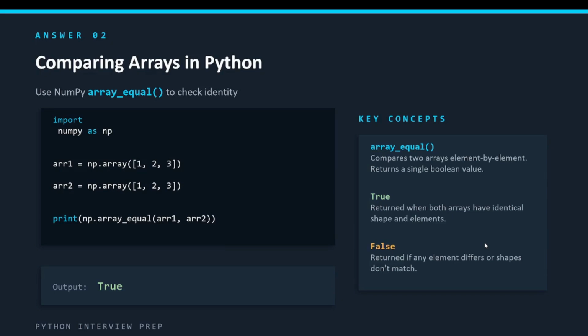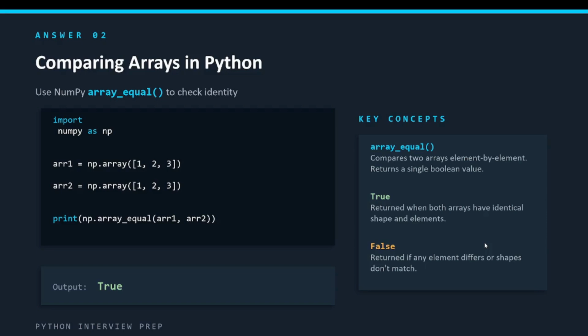Comparing arrays in Python. The most reliable and recommended way to check whether two arrays are identical in Python is by using the np.array_equal function from the NumPy library. Let's go through the code and understand exactly how it works and why it is the preferred method. In the code, we first import NumPy with the standard alias np. Then we create two arrays arr1 and arr2, both containing the same three elements 1, 2 and 3. We then call np.array_equal(arr1, arr2) and print the result.